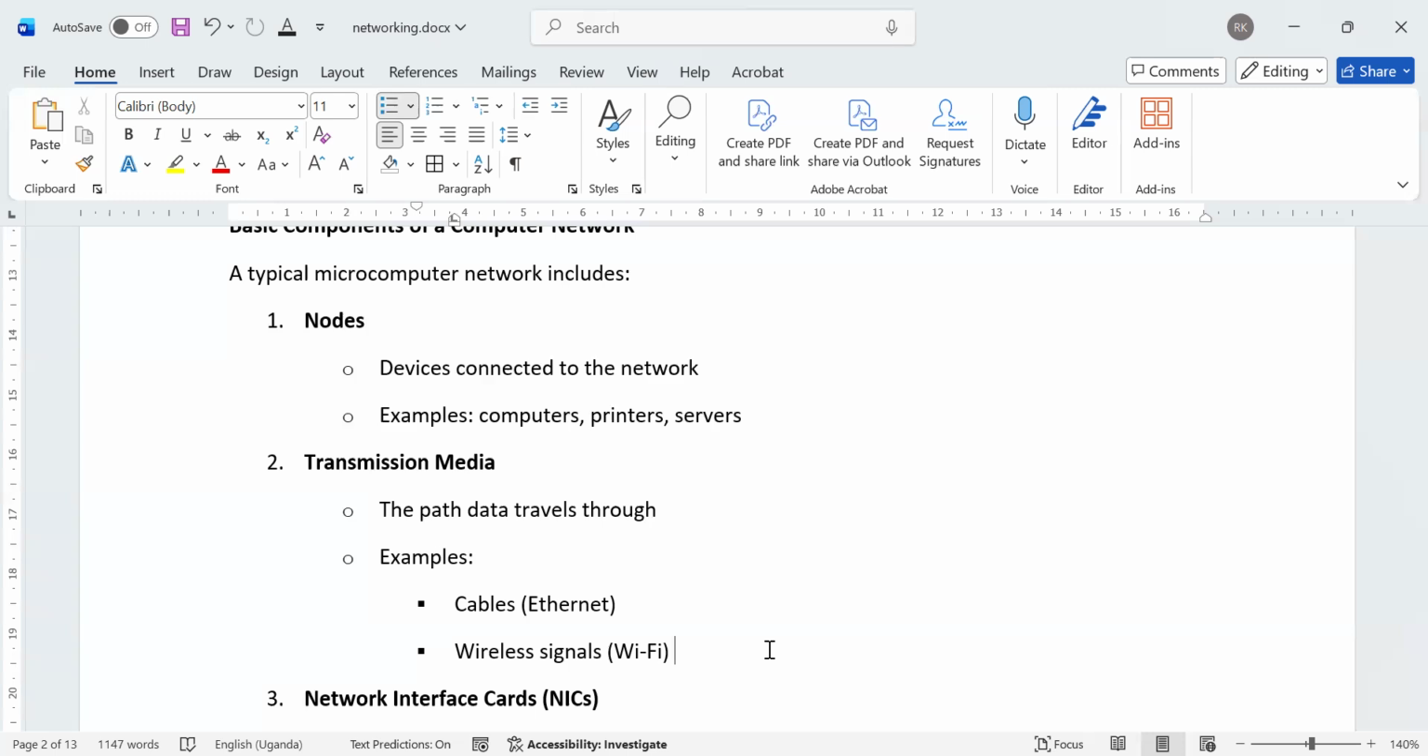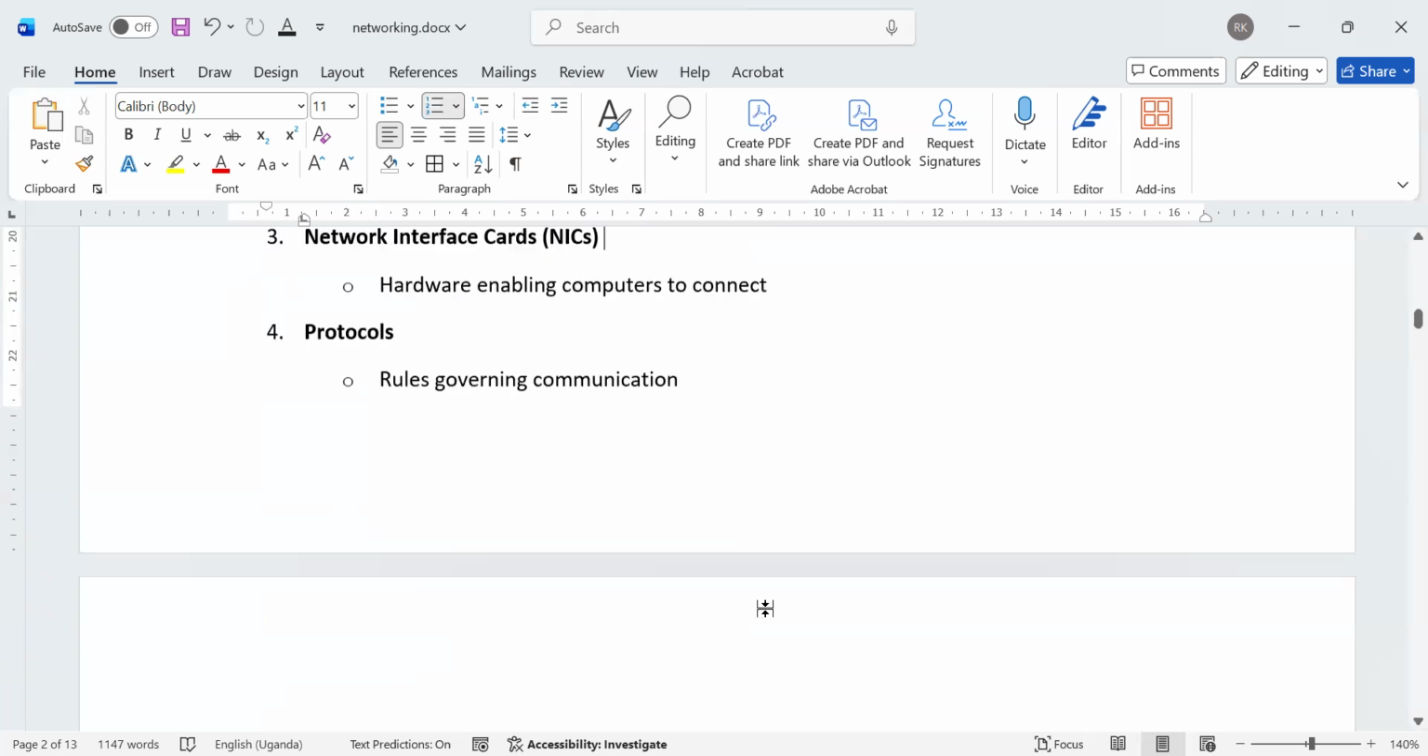But the two transmission media which we have are either cable or wireless. Of course, wireless may also include Bluetooth. It may include infrared, which is used for TV signals. Bluetooth is used for short distances, not even more than 10 meters. Sometimes even 10 meters is too long for Bluetooth. Sometimes it's 2-3 meters. So if the distance is short, that is the transmission media which we use.